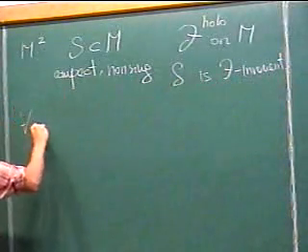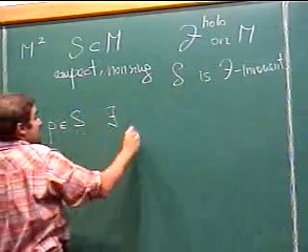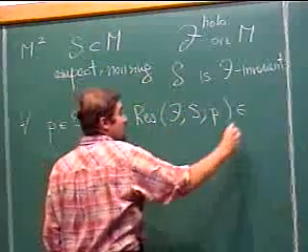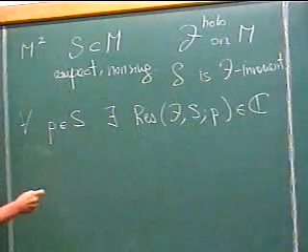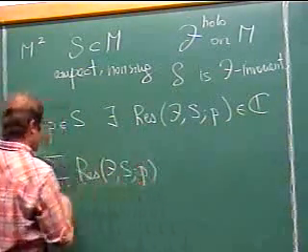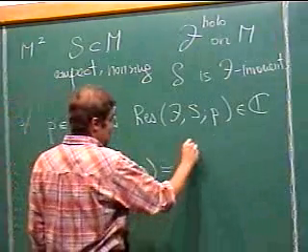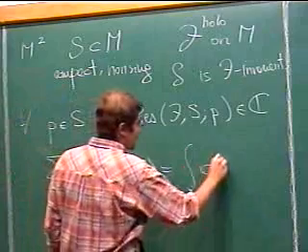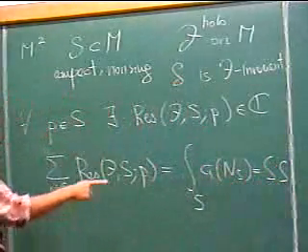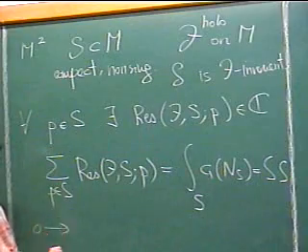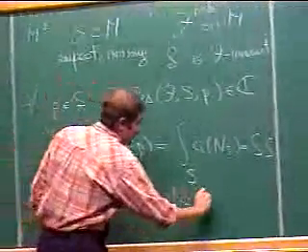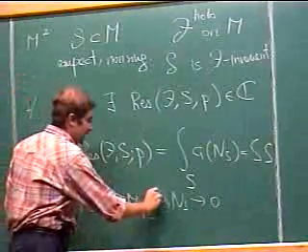Then, for any point P in S, there exists a certain number, which I call the residue of F, S, P, a complex number, also called an index, such that the sum of these numbers is equal to the first Chern class of the normal bundle of S in M, which is the same as the self-intersection number of S. This is just a fixed notation: this is the normal bundle to S, and let me call this projection pi.